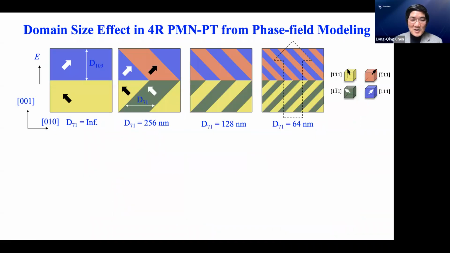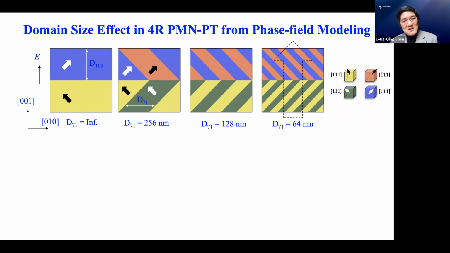And now we are also trying to determine whether the domains are getting bigger for PMN-PT crystals, and what happens to the piezoelectricity, because most people think that smaller domains should give you bigger piezoelectricity. So we tried to analyze this case for the rhombohedral crystal.